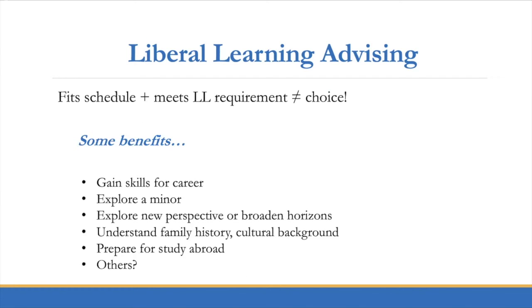When helping them choose liberal learning classes, you also want to think about more than just what fits their schedule and what meets a liberal learning requirement. Think about the benefits that they can get. Some are listed on the screen. Think about some interests they have outside of the major, or some family history they might want to learn about, or a minor or a skill they want to learn. So think beyond just the major and requirements and schedule, and think about them as a holistic student. This is where developmental advising really comes into play.